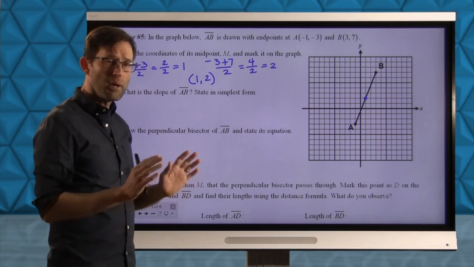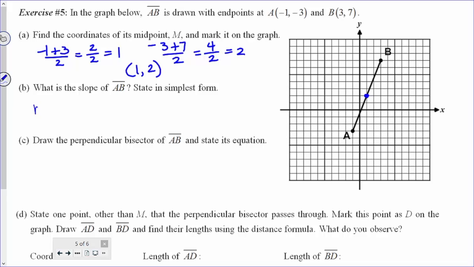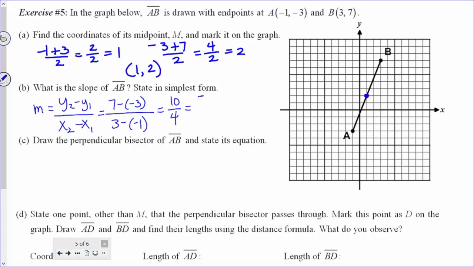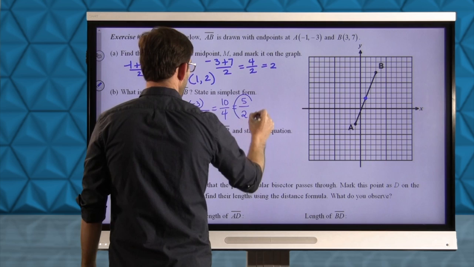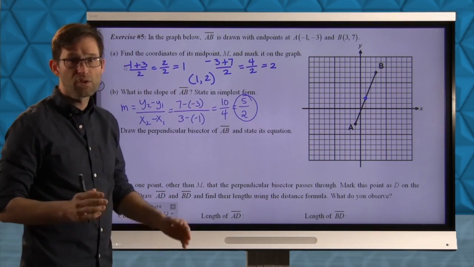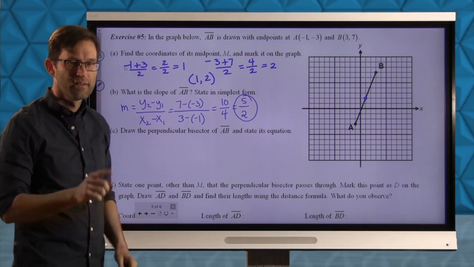All right, let's do it. Now I'm going to be kind of formula driven here. We could do it graphically, but I'm going to try to review every one of the major coordinate geometry formulas in this lesson. So the slope formula, y2 minus y1 divided by x2 minus x1. That'll be 7 minus negative 3, all divided by 3 minus negative 1. Gives me 10 in the numerator, 4 in the denominator. I can reduce both of those by dividing both by 2, and I get a slope of 5 halves. So the slope of AB is 5 halves.